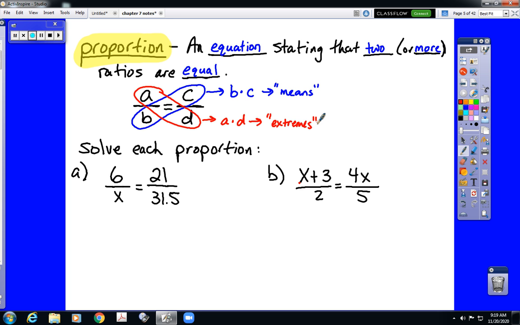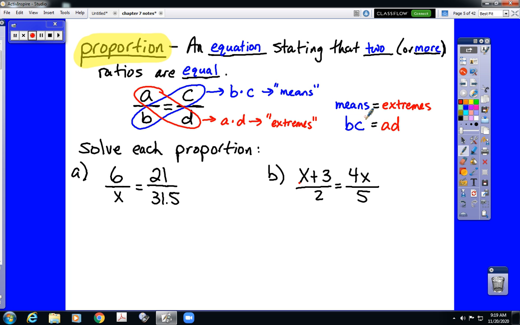Now that vocabulary is outdated. It's not something we really need to know anymore, at least not until we talk about geometric mean later in the chapter. But it's worth noting that the means is always equal to the extremes. In other words, for every single proportion, B times C is equal to A times D, always. Okay? Now, I do expect in your work to see this equation every single time.